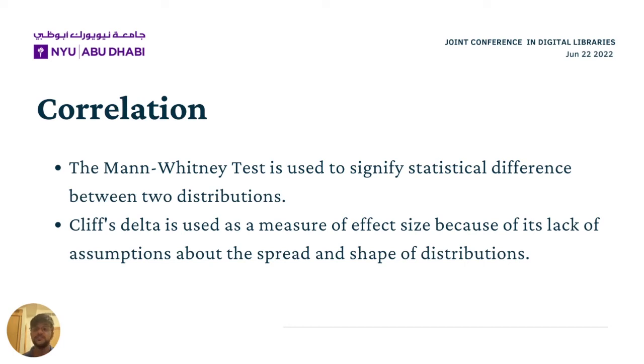The first two research questions involve quantifying the statistical difference between two distributions. So we'll be using a fairly common method, the Mann-Whitney test, to signify the statistical difference between the two distributions. Additionally, we do not want to just rely on the Mann-Whitney test and the p-values, and we actually want to compute the magnitude of the differences between the two distributions. So we'll be using Cliff's delta as a measure of the effect size between the two distributions. Cliff's delta is great because it doesn't make any implicit assumptions about the spread or shape of the distribution, and it also doesn't need independence assumptions.